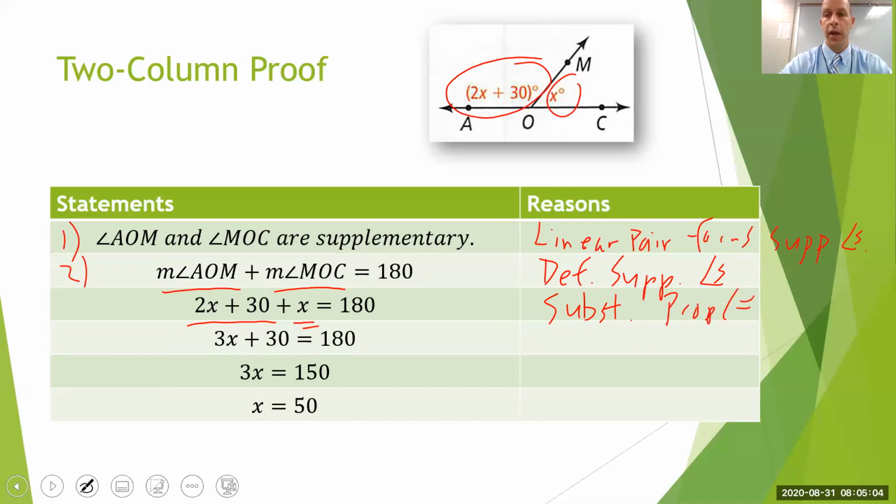So here, what we're saying is, we've got the measure of angle AOM, which is 2x plus 30, and we've got the measure of angle MOC, which is x. So we can just substitute those in. That's given information in our diagram.